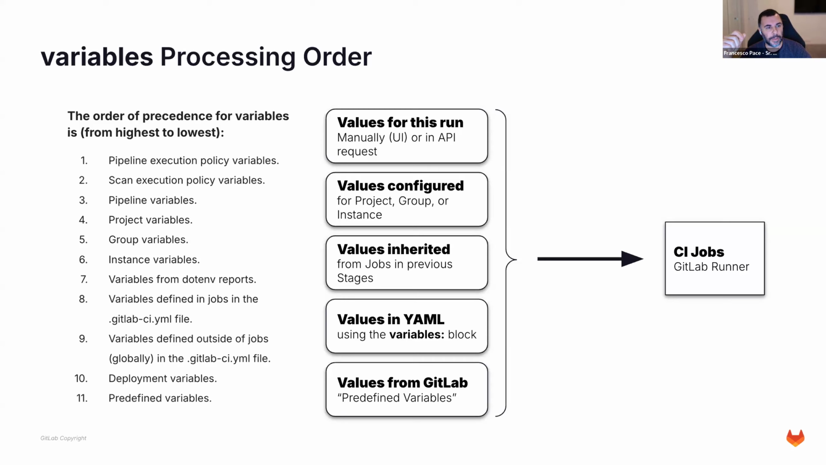We can say that the precedence of this order starts from what you put in the interface manually, then the values configured at project level, group level, and instance level, the values inherited from a previous job, the values that you put directly in your YAML file, or the predefined values for those variables. So keep in mind this processing order.